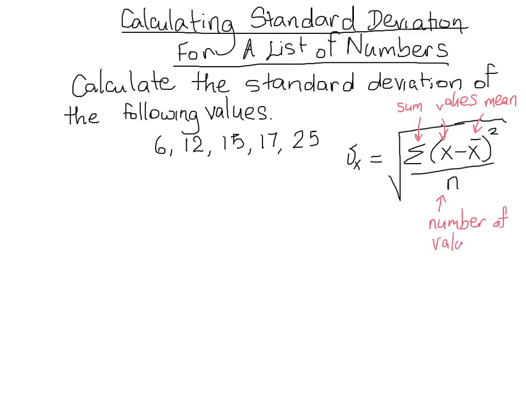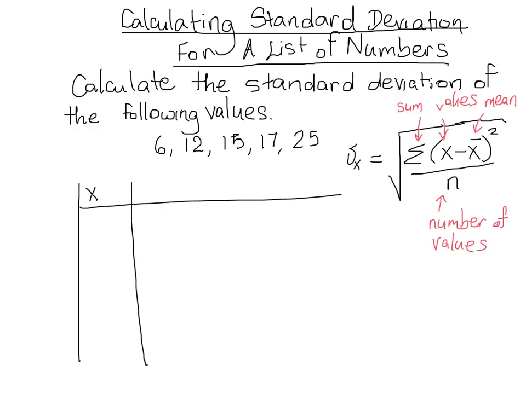Alright, so now that we see what each thing means, whenever I see a formula with the summation sign, I always find it easier to set up a table so I can visualize everything that I'm going to have to find the sum of. So in my table, the first column will be my x values. And by x values, I mean the numbers that I was given. So 6, 12, 15, 17, and 25.